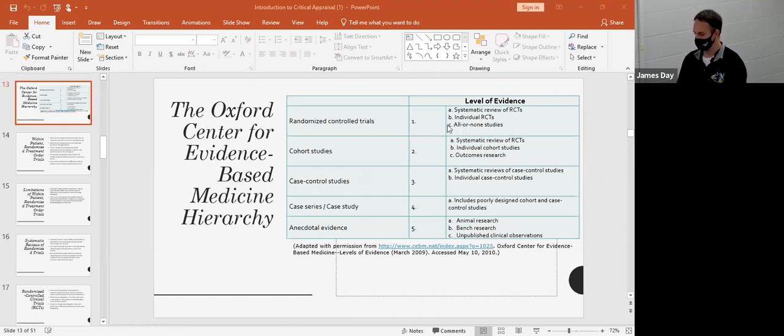You then can compile this into A or B. Don't worry about C. We won't have C stuff for what we're doing most of the time. And so it's whether or not it's a systematic review or an individual study. A systematic review has methods that include multiple studies. Individual studies are just that one study. That's the level of evidence.